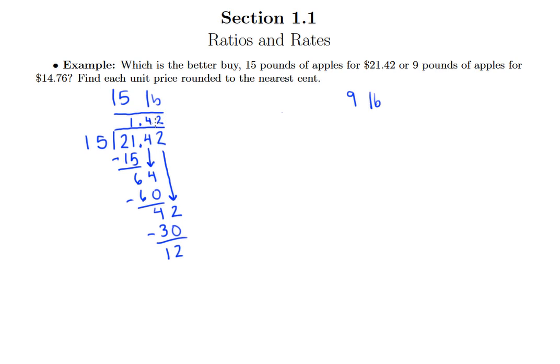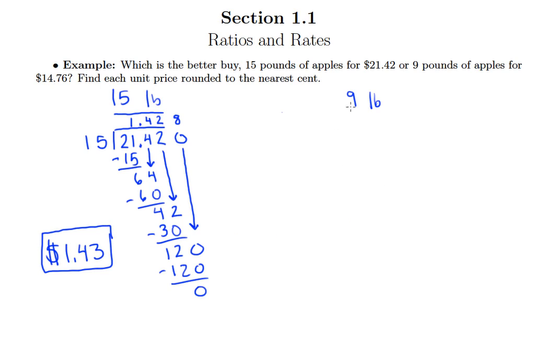But remember, I can't stop here. I need to go one more digit past where I'm asked to round to, so I know whether to leave this 2 alone or bump it up to a 3. So we'll add a 0, drop that 0 down. So 15 goes into 120. It turns out that happens exactly 8 times. So 8 times 15 is 120. So the unit price rounded to the nearest cent for the 15 pounds of apples is $1.43.